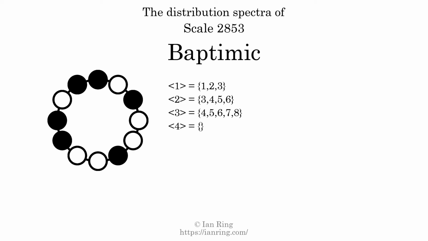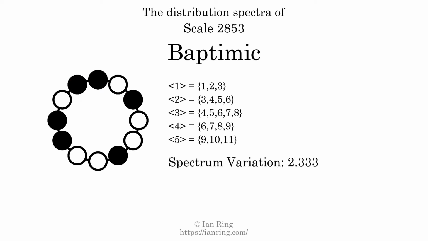The generic interval of 4 scale steps comes in 4 different specific interval sizes: 6 semitones, 7 semitones, 8 semitones, and 9 semitones. The spectrum width of this generic interval is 3. And finally, the generic interval of 5 scale steps comes in 3 different specific interval sizes: 9 semitones, 10 semitones, and 11 semitones. The spectrum width of this generic interval is 2. The spectrum variation is the sum of all the widths, divided by the number of tones. The spectrum variation of this scale is 2.333.